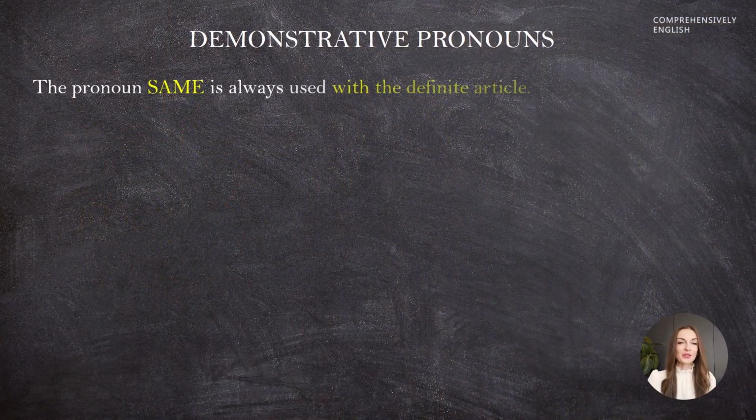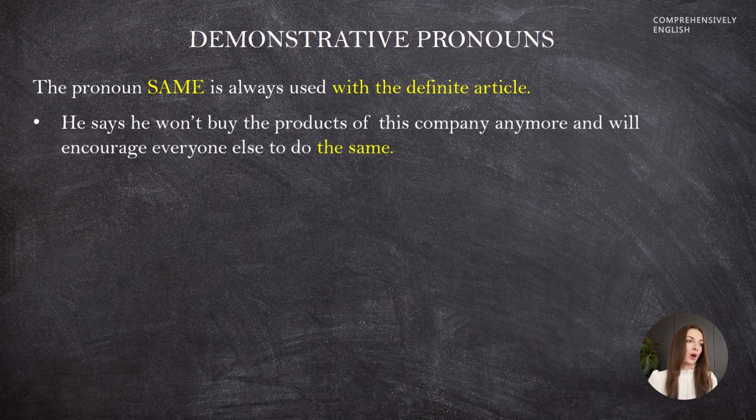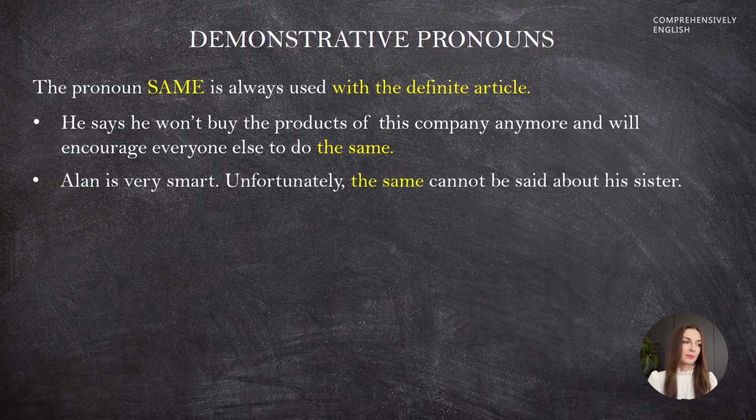The last pronoun that we are going to talk about today is same. The pronoun same is always used with a definite article. So basically, it's always the same. Let's see the examples. He says he won't buy the products of this company anymore and will encourage everyone else to do the same. Alan is very smart. Unfortunately, the same cannot be said about his sister.